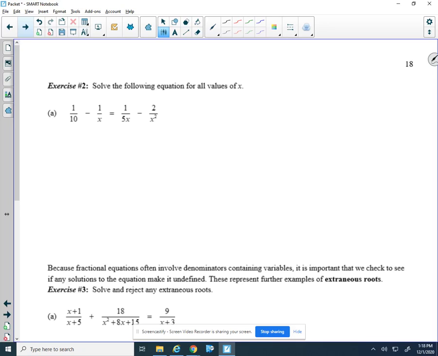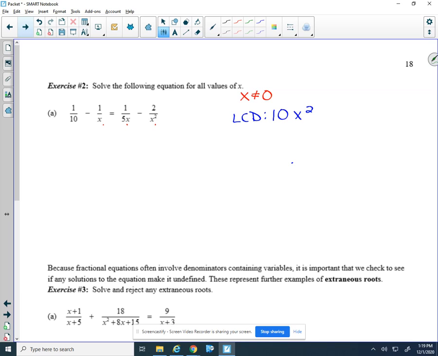So this one says solve the following equation for all values of x. We have 1/10 minus 1 over x equals 1 over 5x minus 2 over x squared. Since all of my denominators are monomials, the only thing that I can't use as an answer is 0, right? We know that's a restricted value if they're monomials. 10 has no restricted values, it's always 10. So next we move on to finding the LCD, which looks like a 10 for the numbers, and since these are monomials, the highest power of x is x squared.